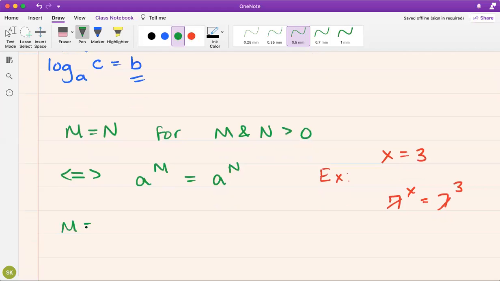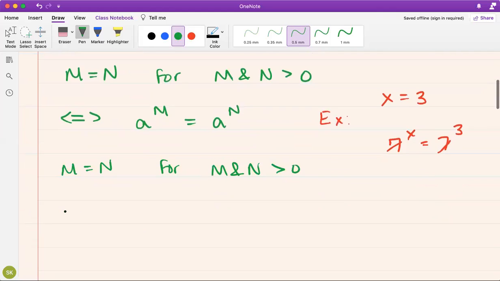Also, if m is equal to n, for m and n greater than 0, then this is true if and only if log base a of m is equal to log base a of n. So when you have two things that are equal, you can put a log in the front, but the logs have to have the same base. Also, if you see a single log on the left side and a single log on the right side and the bases are the same, you can just cross those logs out and you'll get m is equal to n.